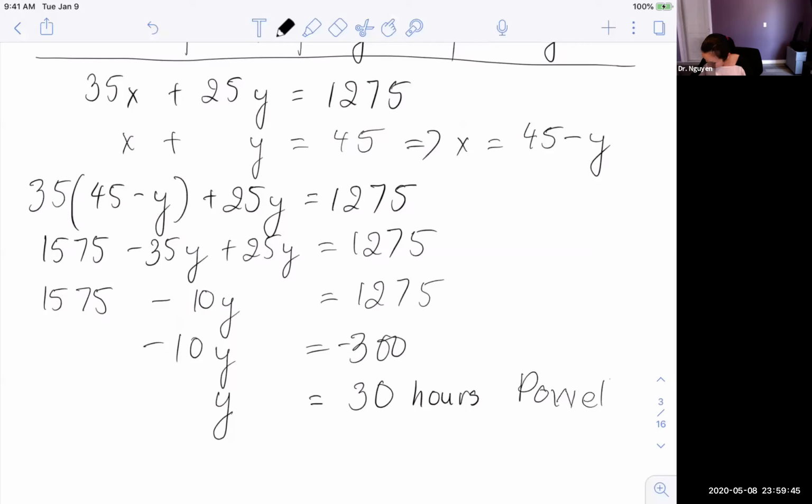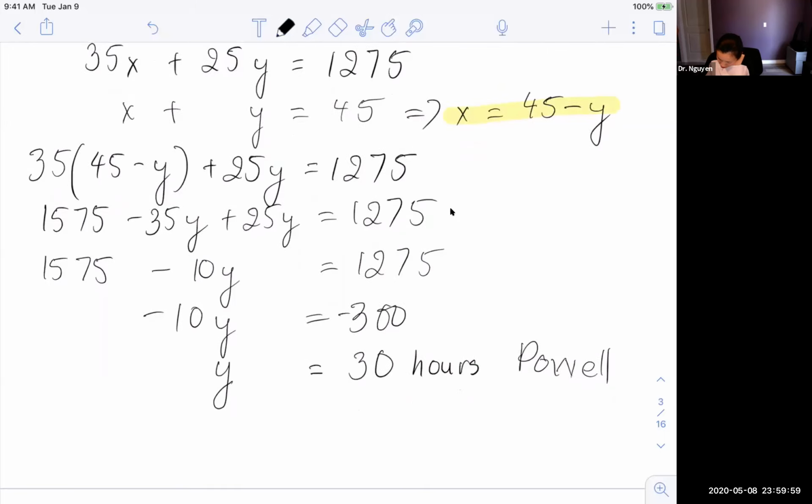Okay. Now you can go back to the equation that we saw previously, this one right here. That one would be the easiest equation we can use to solve for X. So X is 45 minus 30, which is 15 hours. And that is the Washington family.